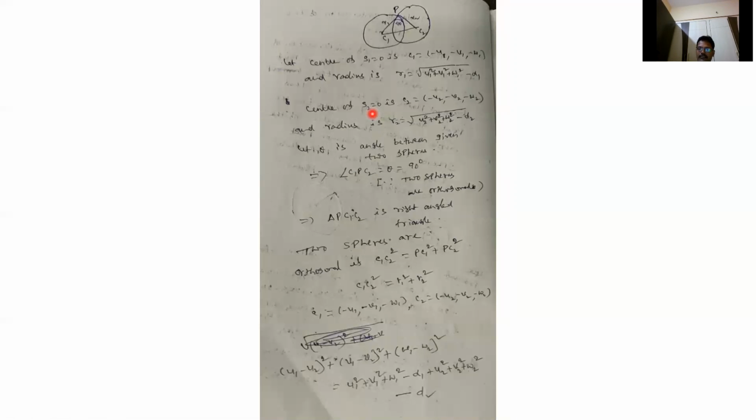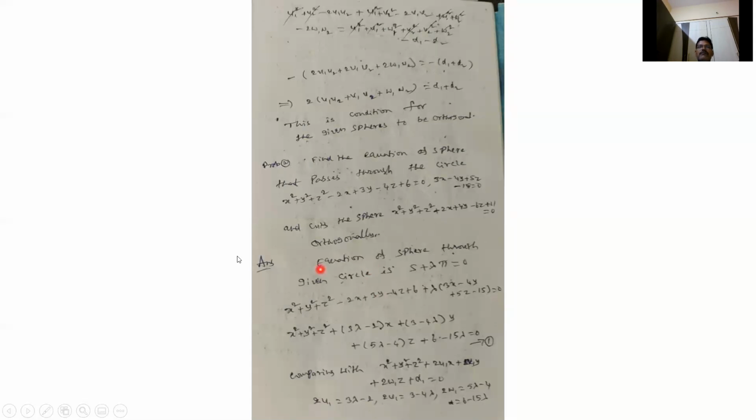We will get only minus 2u1 u2 minus 2v1 v2 minus 2w1 w2 equal to minus of d1 plus d2. So finally we get 2 of u1 u2 plus v1 v2 plus w1 w2 is equal to d1 plus d2. This is the condition for the given two spheres to be orthogonal. We will see some problems on this.